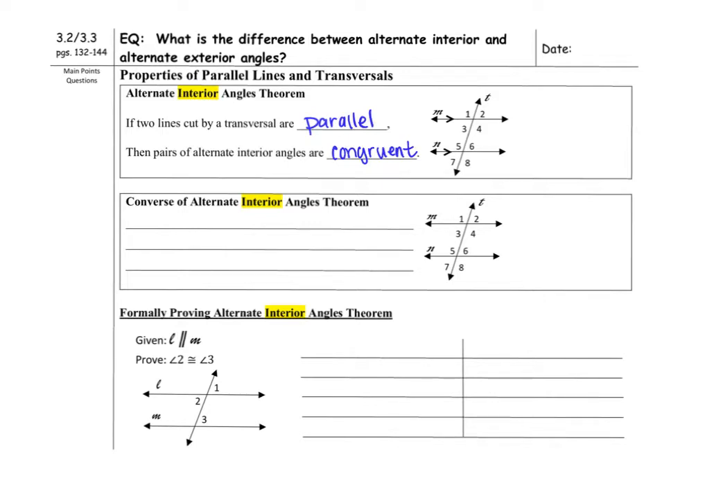Your transversal is going to be marked with a line that says T. So if I know that M and N are parallel, this is our conditional statement: if M is parallel to N, then angle 3 is congruent to angle 6, and angle 4 is congruent to angle 5.